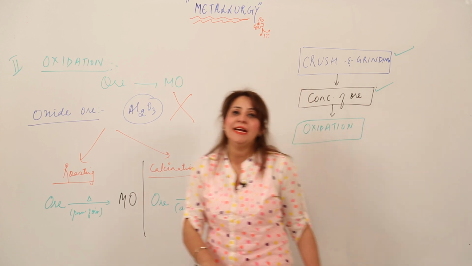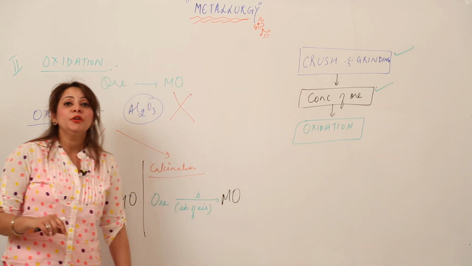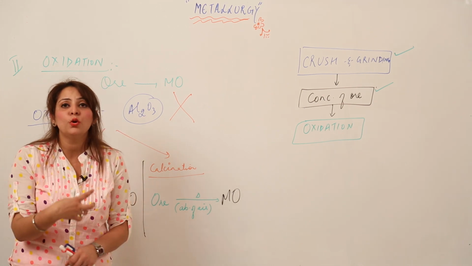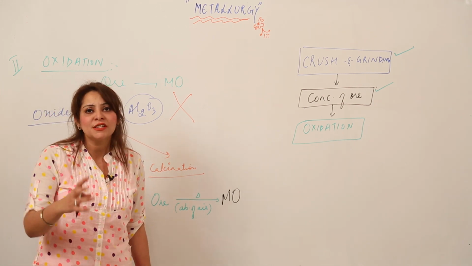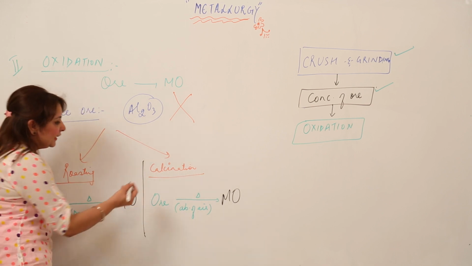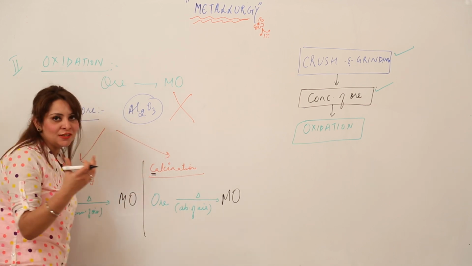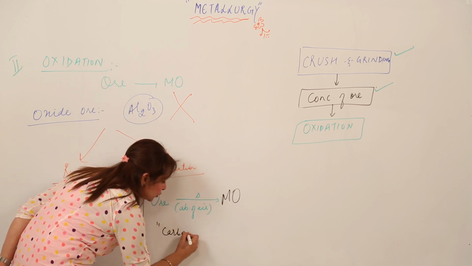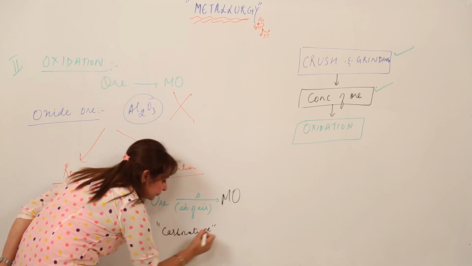One more difference between roasting and calcination: you must be thinking about which ores we will use roasting for and which ores we will use calcination for. It is so simple to learn. See, calcination starts with C, so just remember that it is used for carbonate ores, C for C.